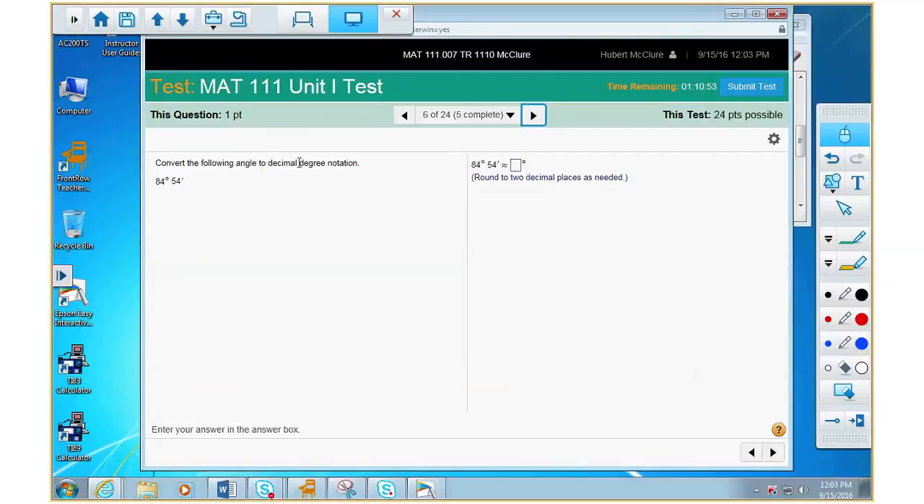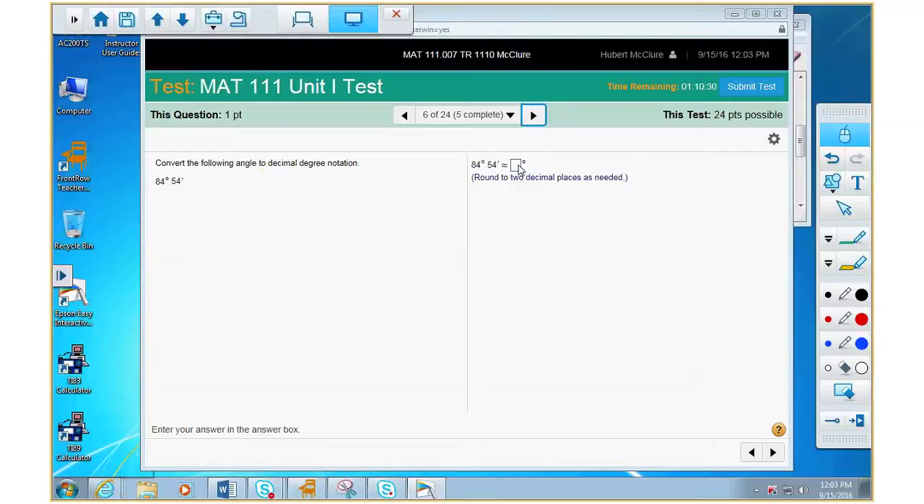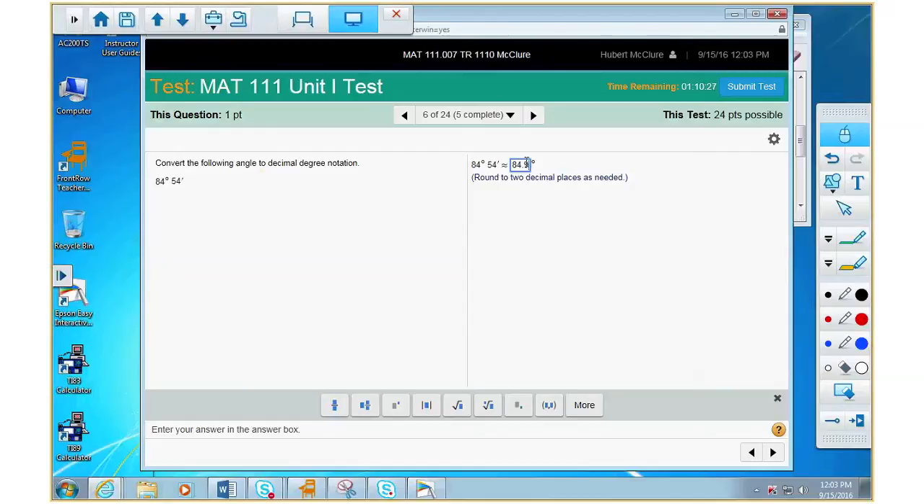Convert the following into decimal degrees. So what do we do? Take the 54 and divide it by what? 60. So that's 84 point. Somebody tell me what it comes out to be. Is it 84.9? Okay. Next.